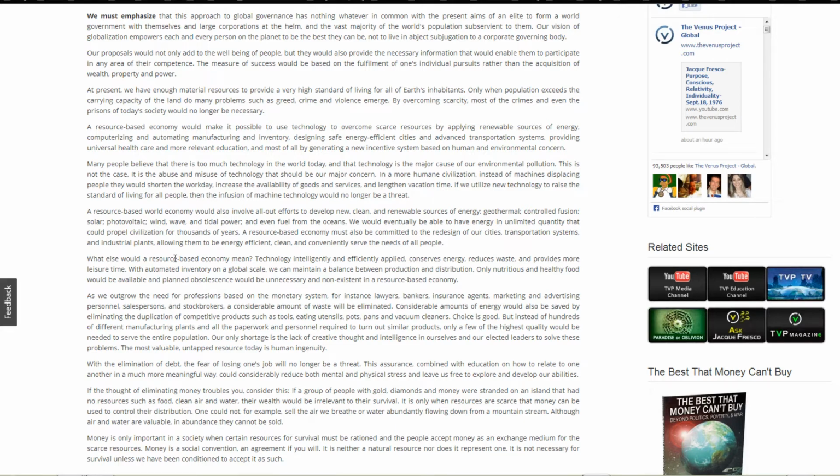Next paragraph, what else would a resource-based economy mean? So again, capitalize. Again, at the end of this paragraph, resource-based economy, capitalize. Here, choice is good, but instead of hundreds, so make this instead of it's only by itself. Choice is good, comma, lowercase b, make it one sentence.